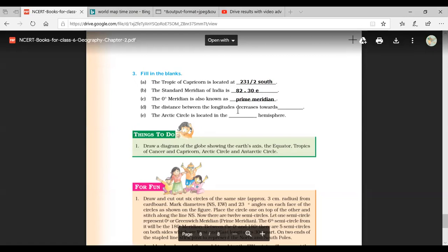Distance between the longitudes decreases towards the poles. Arctic Circle is located at the northern hemisphere. Okay. Is it clear till here?